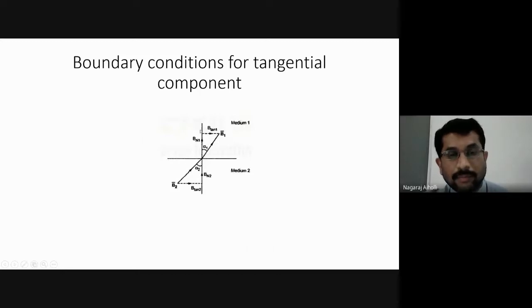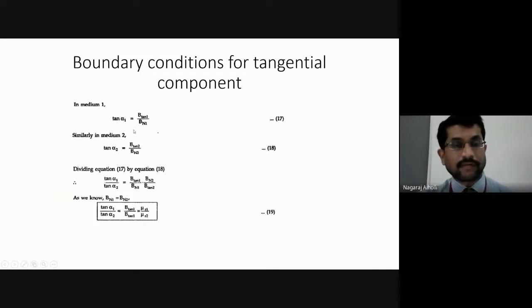Here we are considering the normal component Bn1. B1 bar in medium 1 is at the angle alpha 1 with the normal component Bn1, and B2 bar is at the angle alpha 2 with the normal component Bn2. B1 is in medium 1 and B2 is in medium 2. If we take tan alpha 1, it will be opposite side by adjacent side. It is B tan 1 by Bn1. Similarly, if we take tan alpha 2, it will be opposite side by adjacent side, that is B tan 2 by Bn2.